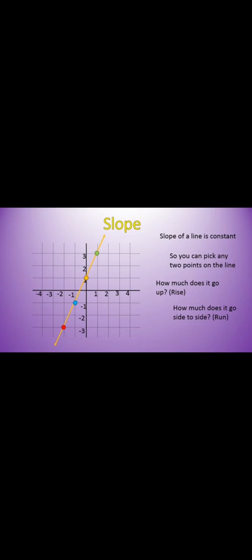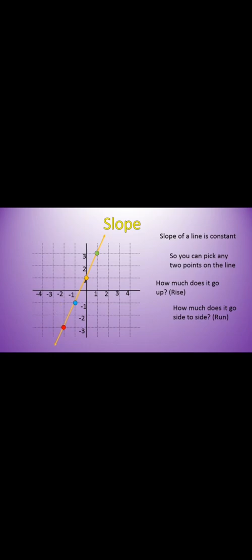First of all, you have to understand one thing, and that is that the slope of a line is consistent. If it's a straight line, it goes up at a consistent rate. So you can pick any 2 points on this line to be able to figure out the slope. If you have 4 points on this line, you can pick any 2 points, and then you just ask yourself, how much does it go up and how much does it go side to side? Once you figure that out, you have the slope.